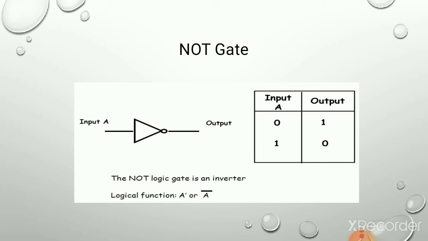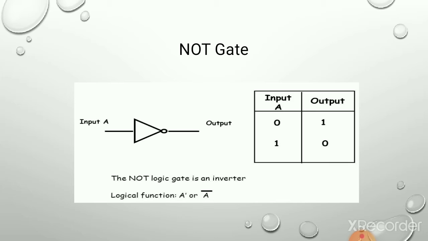Next is the NOT gate. The NOT gate or inverter is a logic gate having one input A and one output Y. Its symbol and truth table are shown in this figure. This is the NOT gate.